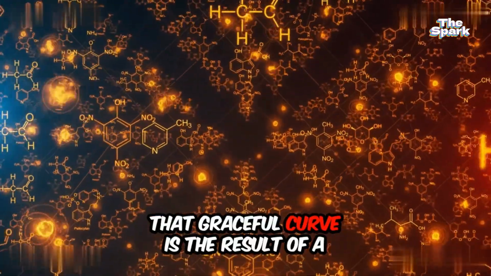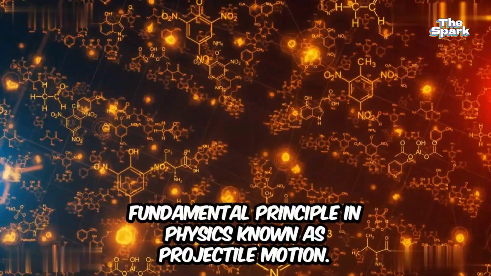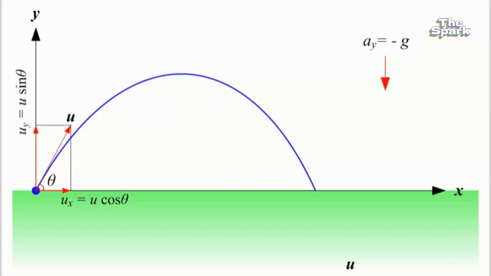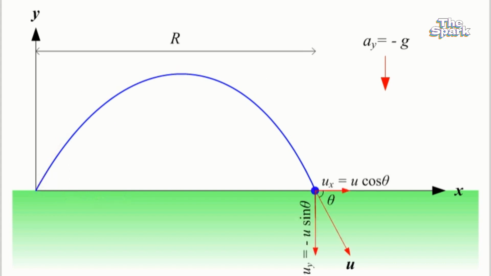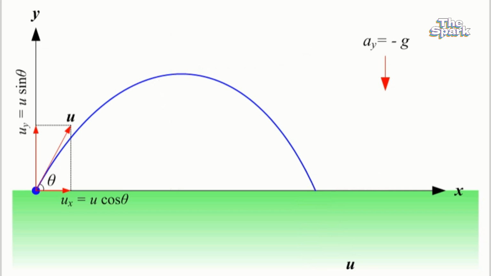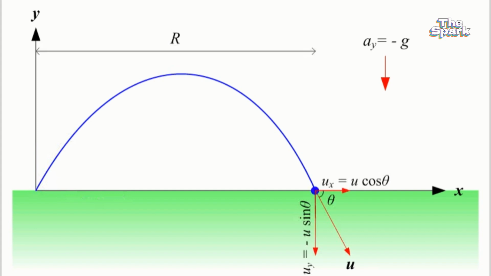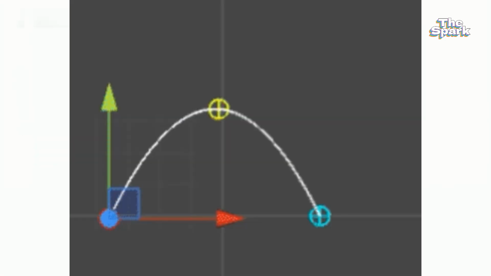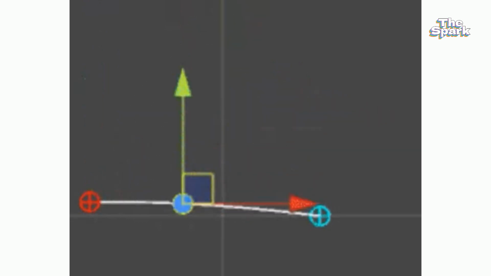That graceful curve is the result of a fundamental principle in physics known as projectile motion. When an object is thrown, launched, or projected into the air and is only influenced by gravity and air resistance, it follows a curved path, specifically a parabolic trajectory. This happens due to the combination of two separate motions, horizontal and vertical.